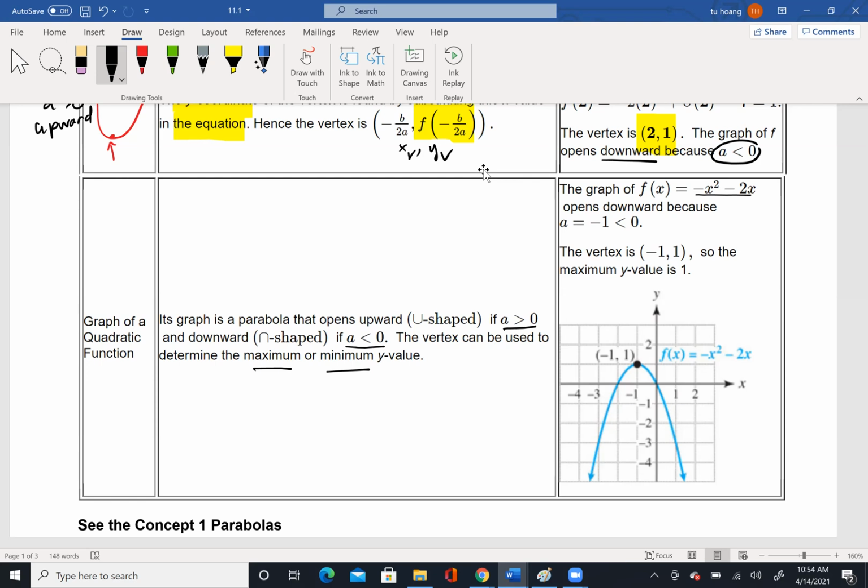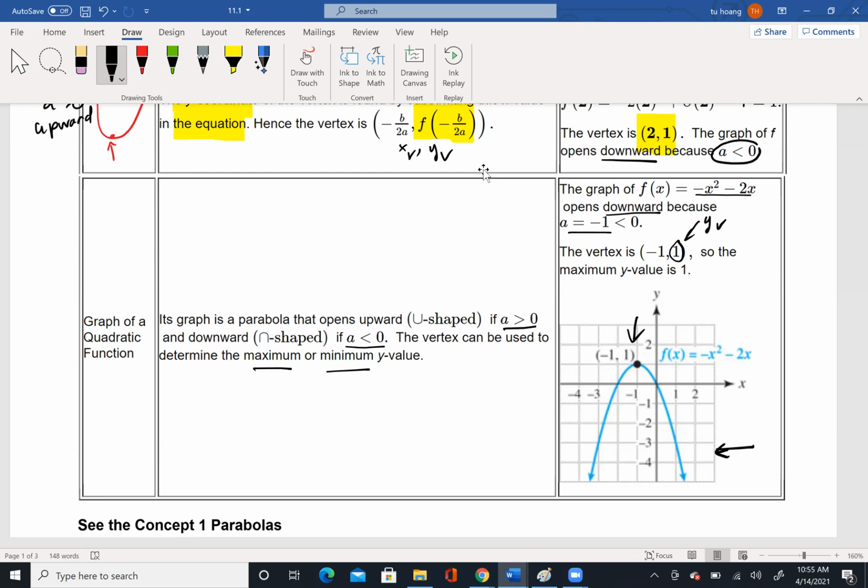This is like a shortcut. Actually, you have to follow the proper way to find the vertex. But anyway, after that, you get the vertex (-1, 1), which is here, right? So the maximum of the y value is 1, which is the y coordinate of the vertex, and you can see that as a is negative, the graph opens downward. You can see that in the figure over here.